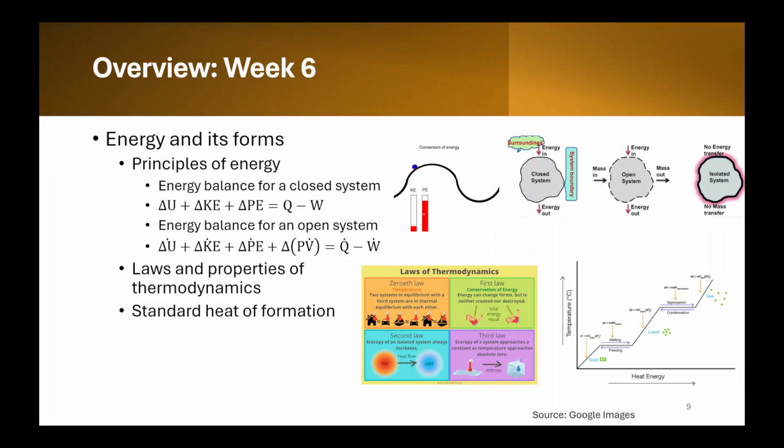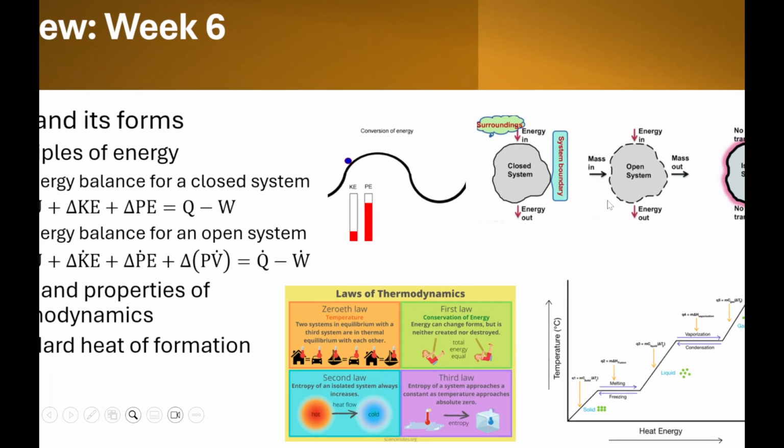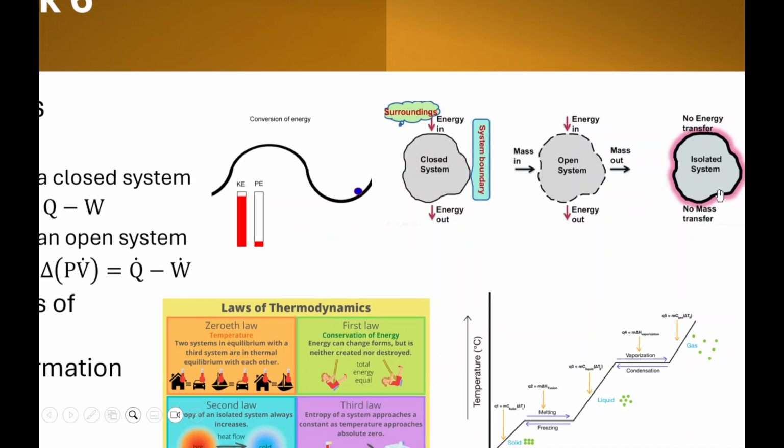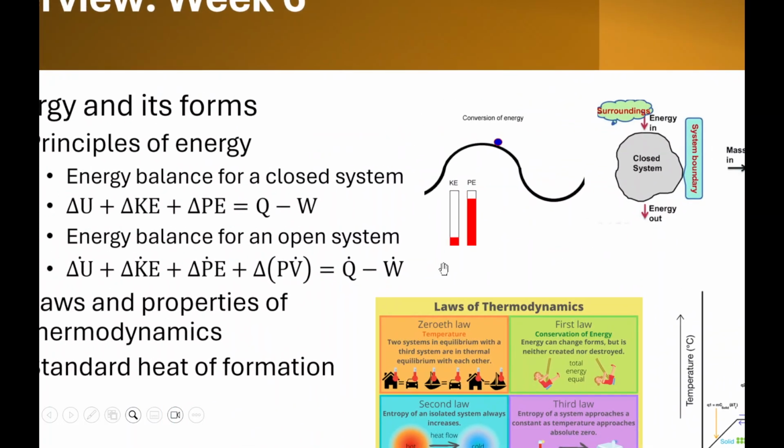So we also discussed different types of systems. Different types of systems can be closed system, open system, or isolated system. Here we see in the schematic that in the closed system there is no mass transfer, only heat transfer, energy in, energy out. This is your system, and this black curve is your system boundary, and whatever is outside of it is termed as surroundings. In the open system, however, there is mass transfer as well as heat transfer, but in the isolated system, there is no energy transfer or mass transfer.